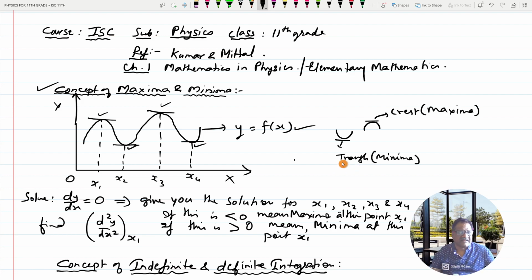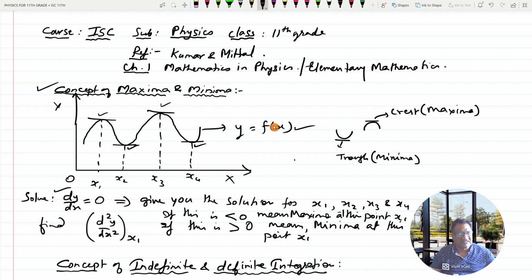Now coming to mathematics. If you draw tangents at these points where you have a maxima and minima, you will see that these tangents are parallel to the x-axis. So obviously your dy by dx will be equal to 0 at these points, wherever you have drawn a tangent at the crest and the trough, or you can say at the maxima and the minima. These tangents are parallel to the x-axis, and because they are parallel to the x-axis, the slope of these tangents will be equal to 0.